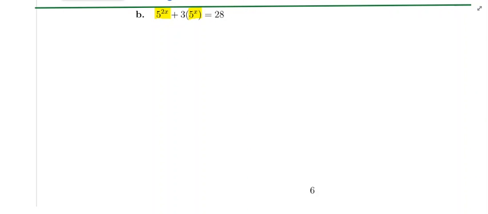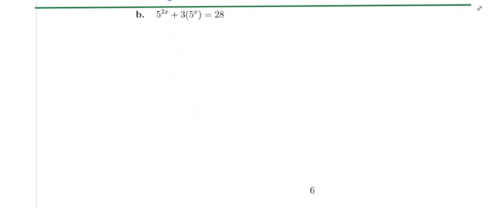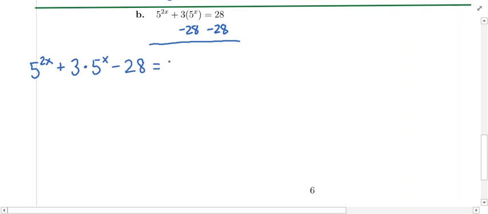This is actually another exponential equation that is quadratic in form, okay? So let's go ahead and take a look at it to see why that is. The first thing I'm going to do is move everything to one side because you kind of have to have your equation that way in order to work with something quadratic. The easiest thing to do is to just move the 28 to the left side. So I'm going to go ahead and subtract it from both sides. Okay, so now I'm going to end up with 5 raised to the 2x power plus 3 times 5 to the x power minus 28 is equal to 0.